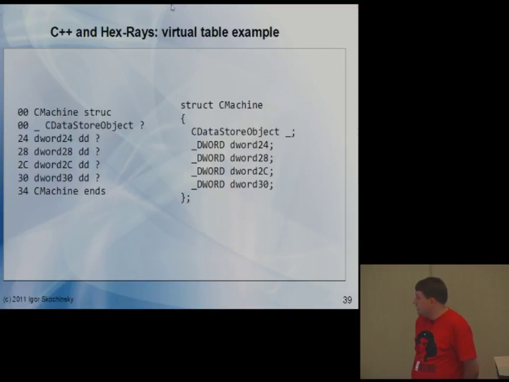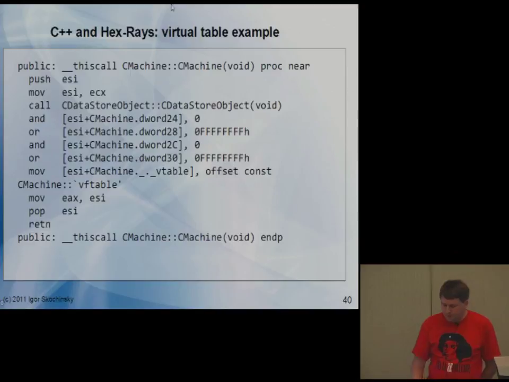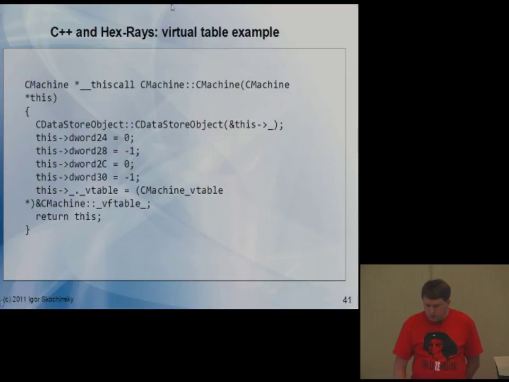It's not shown here, but the CDataStore object is the base class, and its first member is the virtual table pointer. And we can set the type of that virtual table pointer to be of our virtual table that we created before. So if we decompile it with Hex-Rays, it will look similar to this. You can see that the underscore is the base class, so it's passed to the base constructor. And it also has a virtual table pointer, and it's initialized at the end.